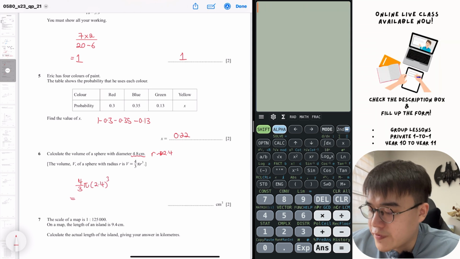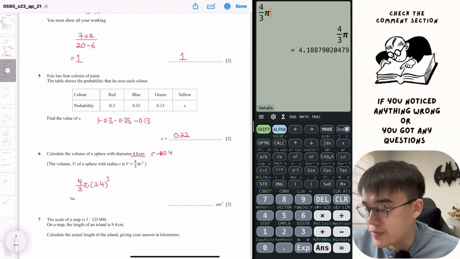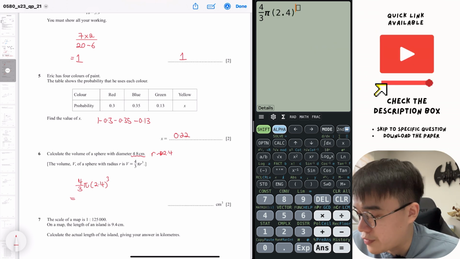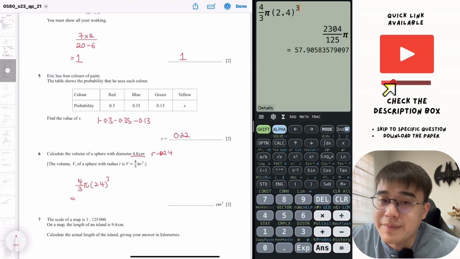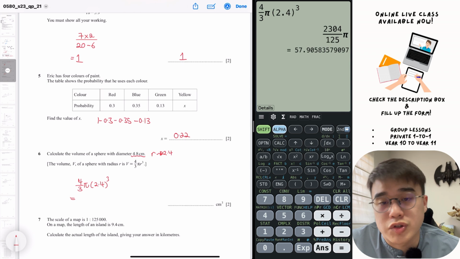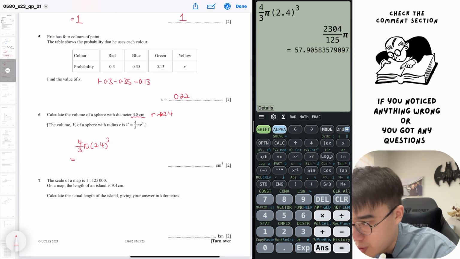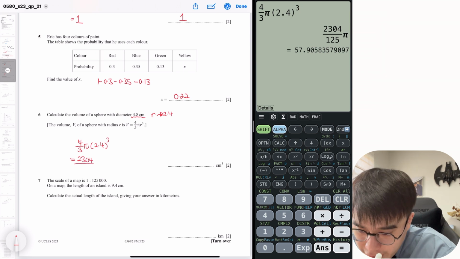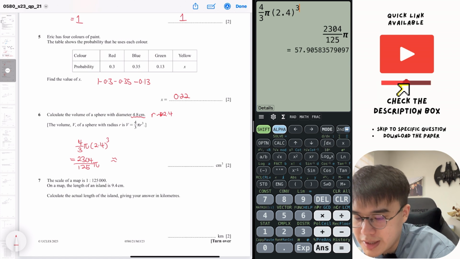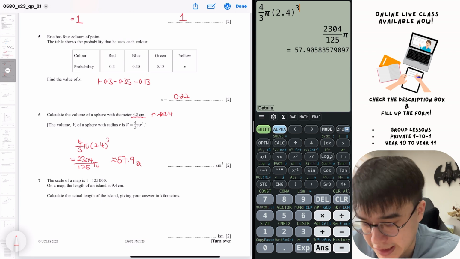Aside from sphere, they can also test you on the term hemisphere. You just have to take note that it means half. So the formula that you have there needs to be divided by 2 or multiplied with 1 over 2. So the answer for this is actually 2304/125 pi. That would translate into 3 significant figures: 57.9 is my final answer for 6.